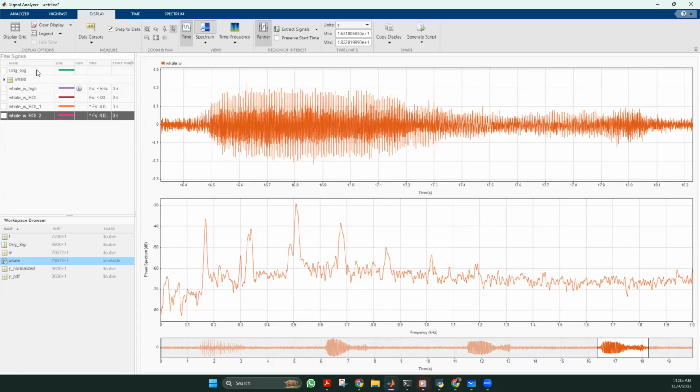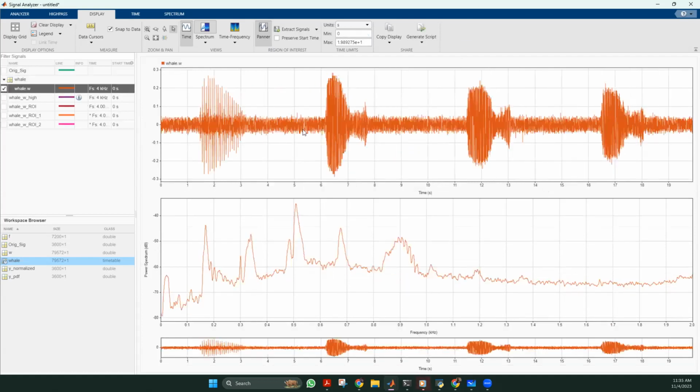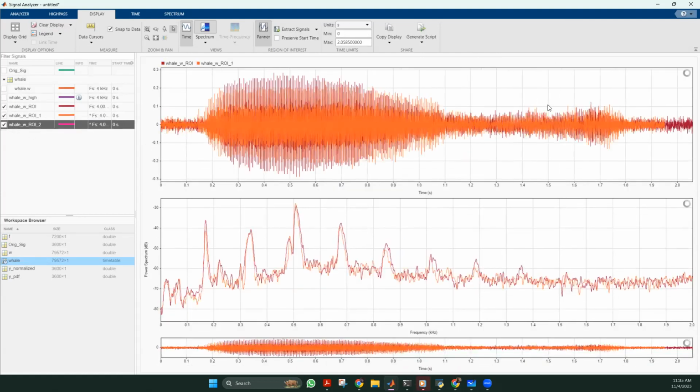Now I will again clear the display, and now I will plot all these Mohn signals only, right? Now in the whales signal, as I said, these three regions are similar. So I want to see whether they are similar in the frequency domain and in the time domain. To do that, I will plot these three components in the same plot.